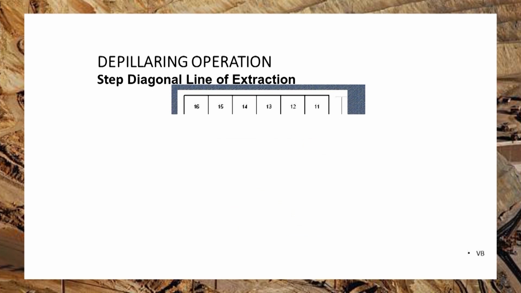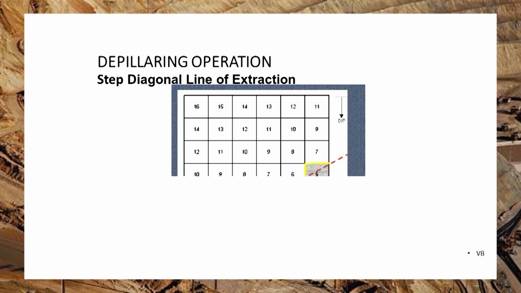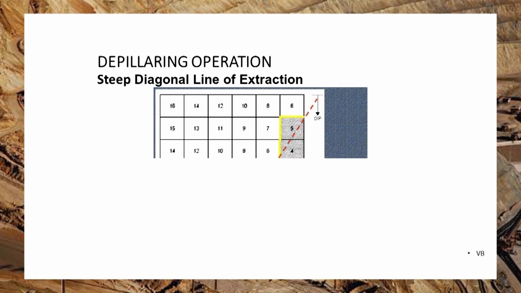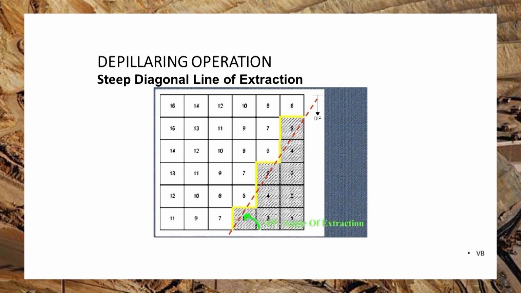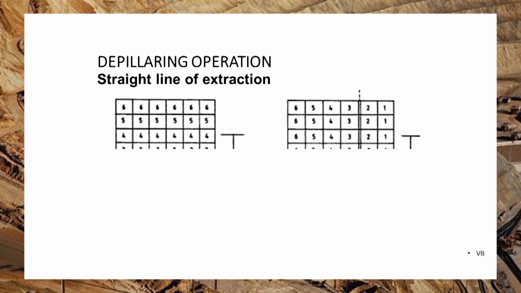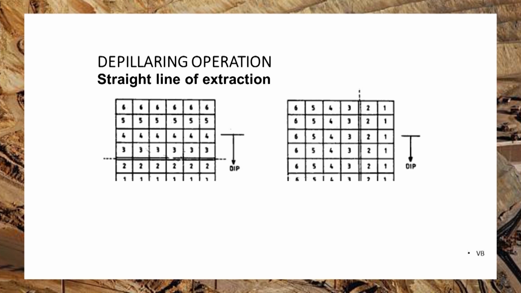Next is step diagonal line of extraction. On the figure, the red dotted line shows the direction of extraction by the step diagonal line of extraction. In the figure you can see the red dotted line is the direction of extraction of pillars and the green color shows the angle of extraction. And then straight line of extraction. In the straight line of extraction, the direction of extraction is straight.